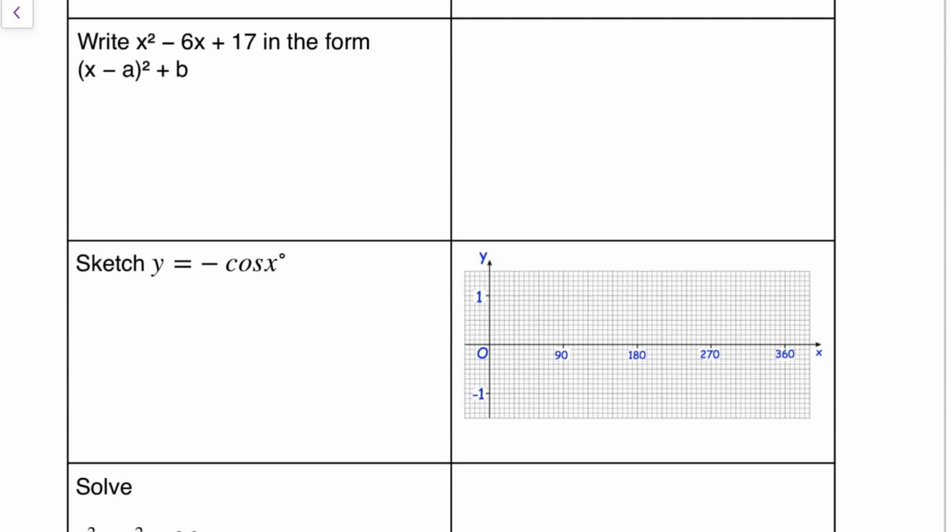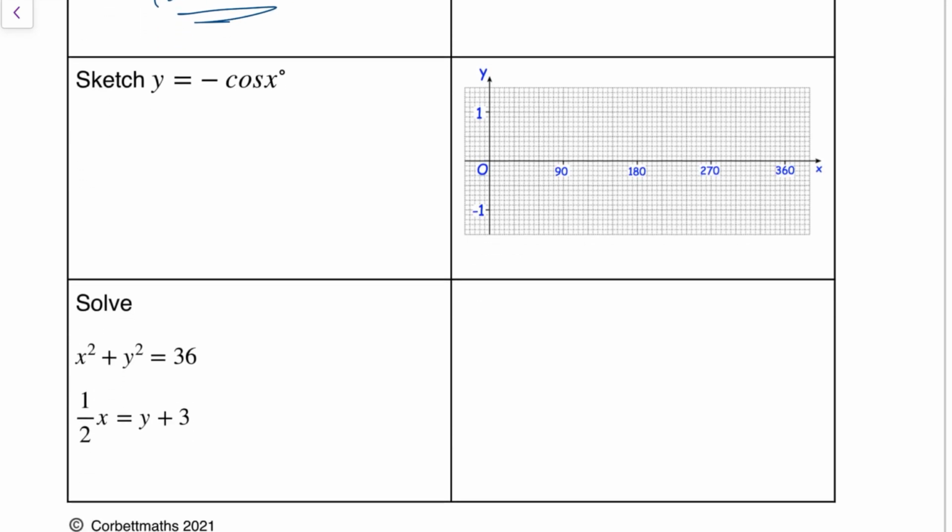Next question. Okay, having been a bit more problem-solving, this is a straightforward one, isn't it? So can you just complete the square? So x minus half of 6 is 3. 3 squared is 9, so I'm going to take that away because I don't need it. Then I'm going to add back the 17, which gives me x minus 3 all squared minus 9 plus 17, which is 8. So x minus 3 all squared plus 8. Question done. Nice, quick question.